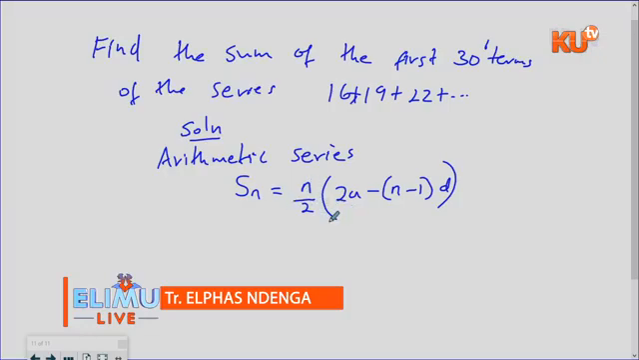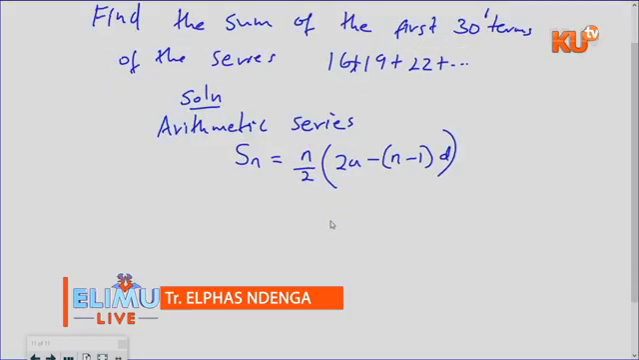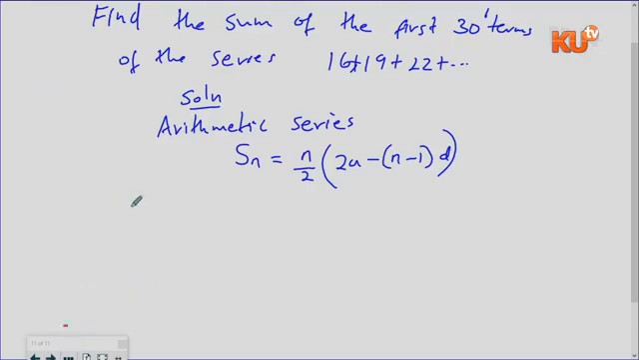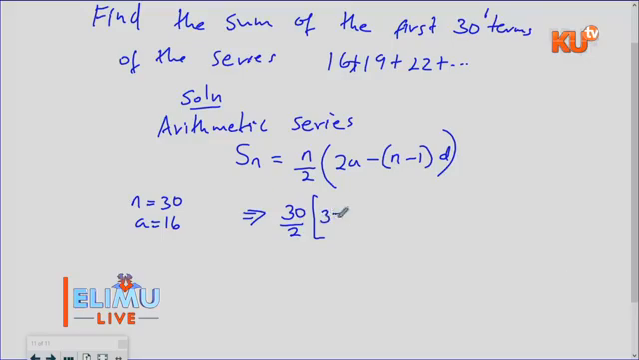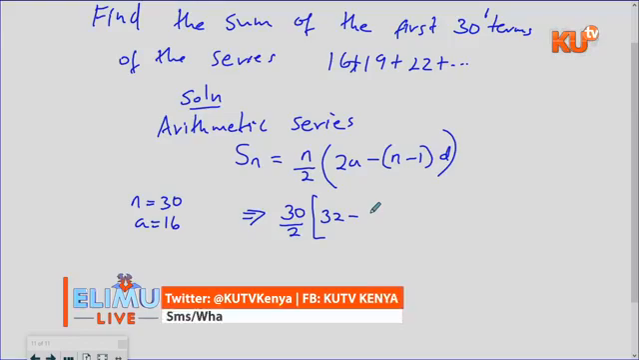n remains the number of terms, and we are told to determine the sum of the first 30 terms. So our n is equal to 30, and our a is equal to 16. We now replace in the formula and have 30 over 2 into twice a, 2 times 16, that gives us 32, plus n minus 1, which is 30 minus 1, 29, times the common difference 3.